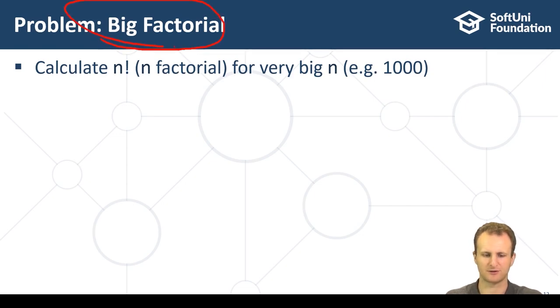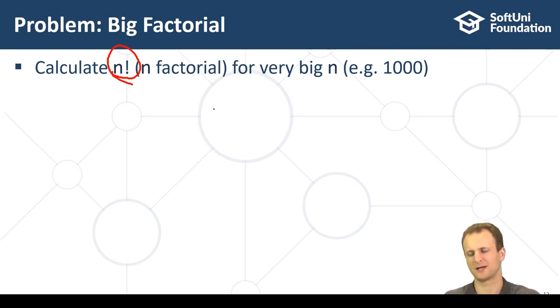So calculating the factorial of a large number. Now, you know that factorial grows pretty quickly. So 1 times 2 is 2, 1 times 2 times 3 is 6, and then 1 times 2 times 3 times 4 is 24, and then it's 120, and then it's 1,000 and something, and then it exceeds 10,000, and so on. It grows very quickly. This is what we call exponential growth of the data.